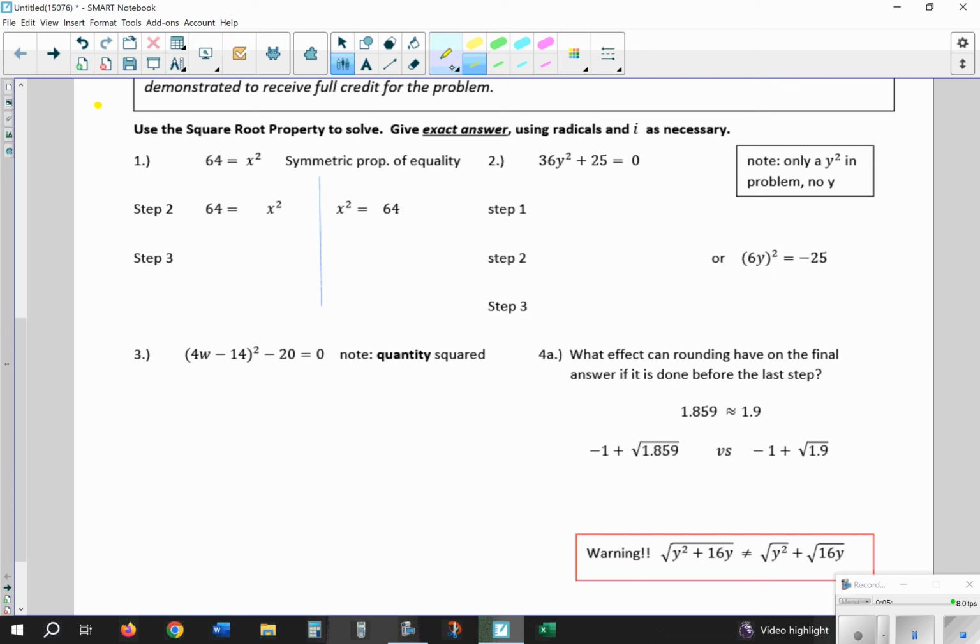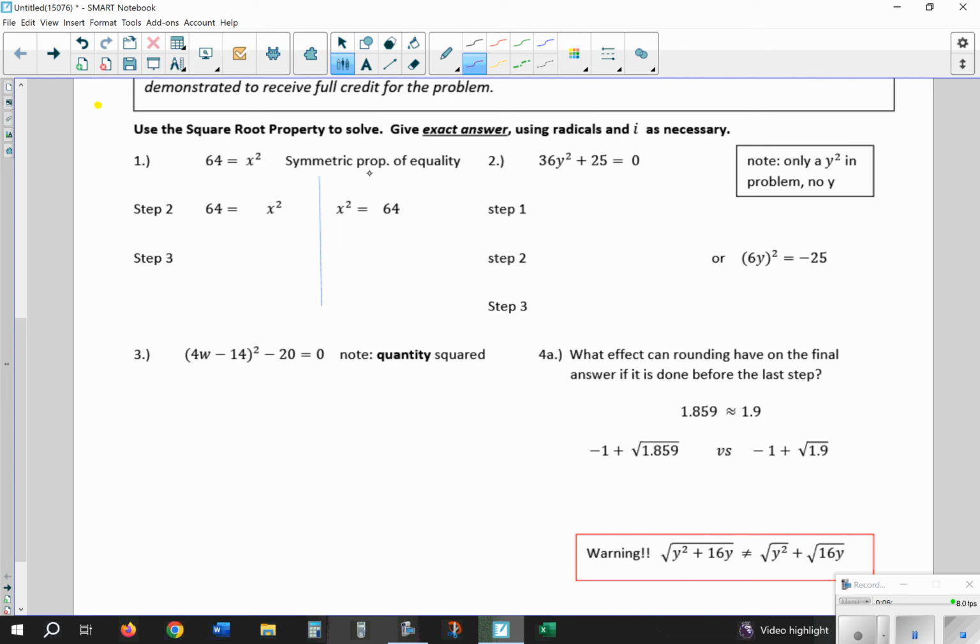Now with our square root property, step 1 says constant on one side, quantity squared on the other. Sorry, I keep saying variable, that's not what I mean. In this case, I have the constant on the left, the variable squared on the right. We can work it that way if it's given that way.